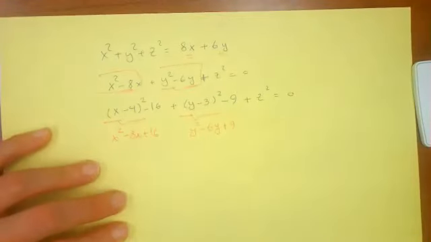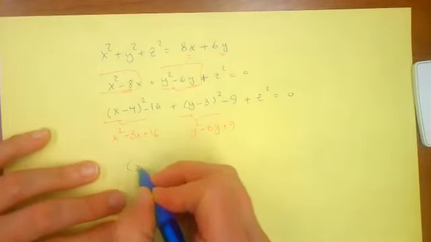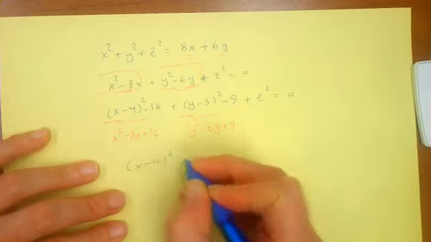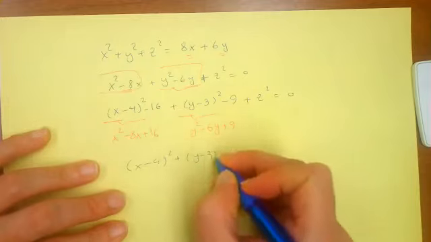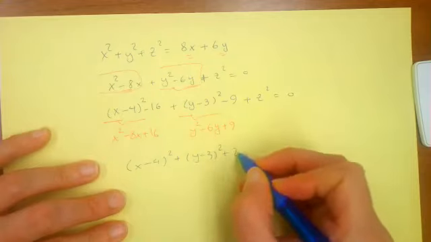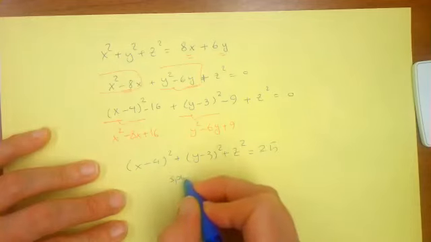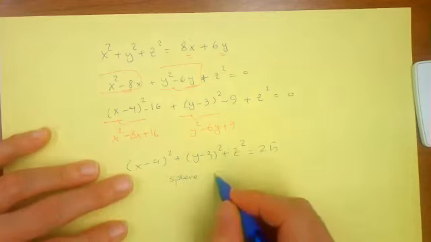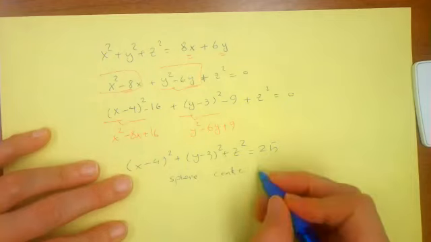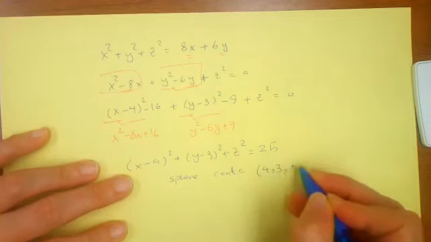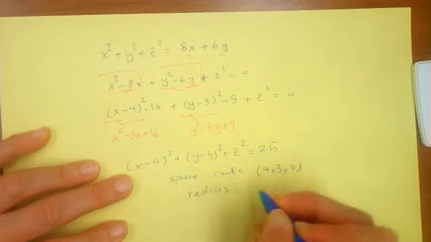Now that I have that, the two constants are going to go to the other side. I have x minus 4 to power 2 plus y minus 3 to power 2 plus z squared is equal to 25. This is a sphere. And then center is 4, 3, 0. Radius is equal to 5.